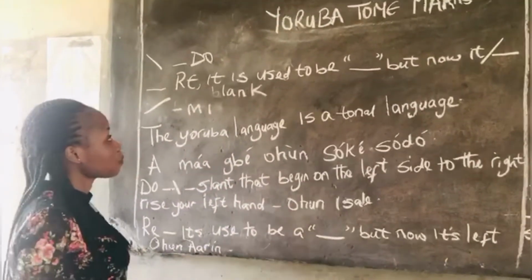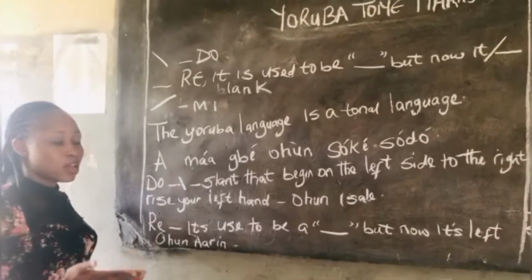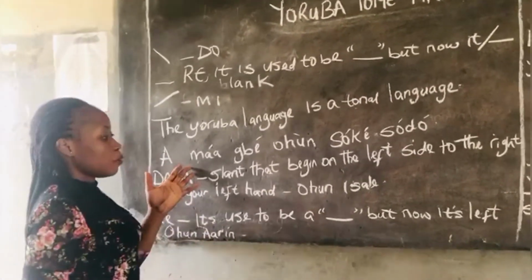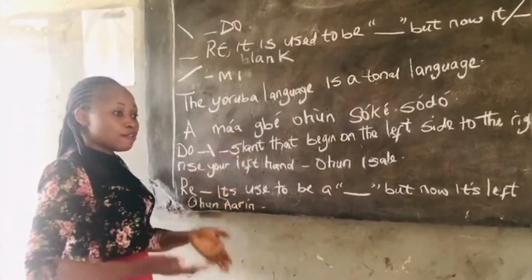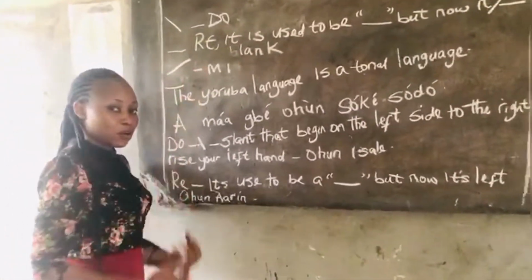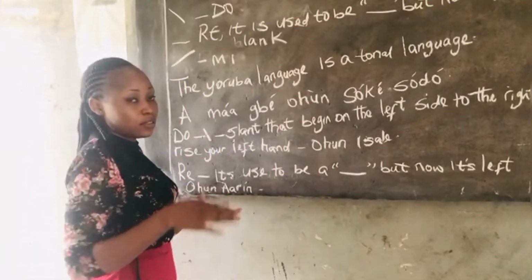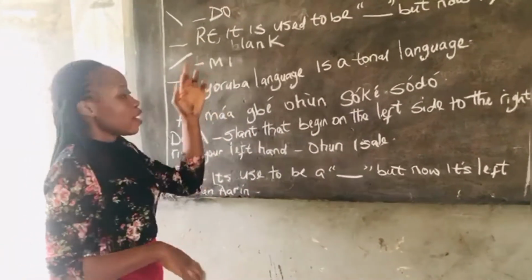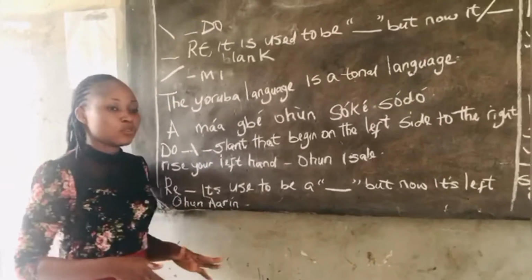So the Yorùbá language is a tonal language, and re, mi, do. In Yorùbá, a máa ń gbé ohùn sókè sódò. That's our voice, our tone, going up, down, low, high, middle, any one that you want to use. So we have do. That's the low tone.